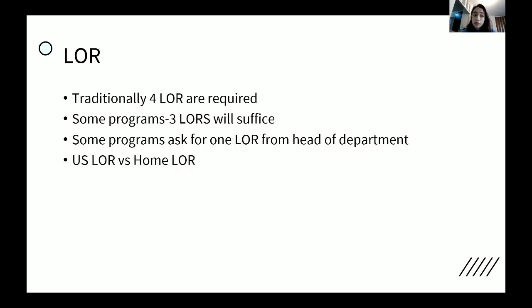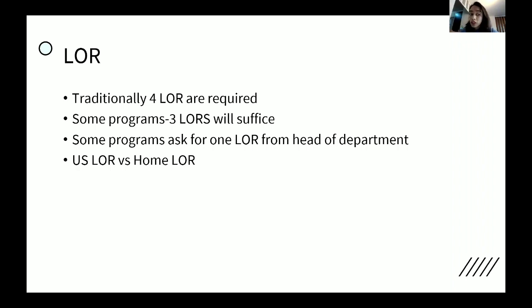So, letters of recommendation. Traditionally, the programs require 4 letters of recommendation. Some programs are okay with just 3. A lot of questions that I eventually get from people is, how many United States LORs do you recommend? How many should I put out, and how many of the home LORs?